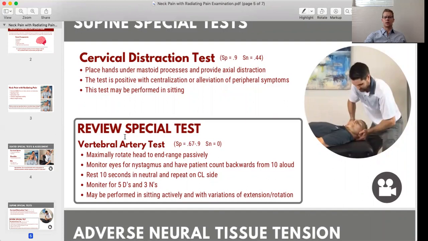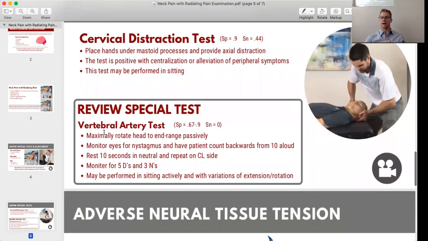We do include the vertebral artery test here as well. The reason we include it here is that if you're going to be doing testing, if they're having neurological signs and symptoms, just to be safe, we think you should also perform the vertebral artery test to make sure that the patency of the artery is there. Now, with that being said, this test by itself doesn't have the best diagnostic accuracy. So we would highly recommend monitoring for the 5Ds and the 3Ns and other signs of vertebral artery dysfunction in addition to just doing that test.